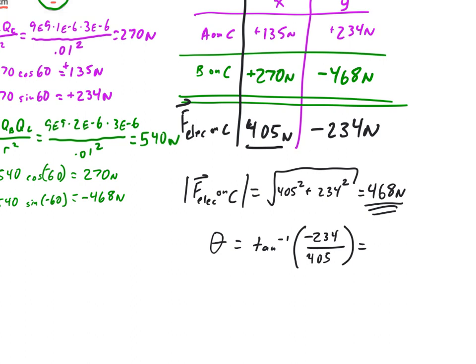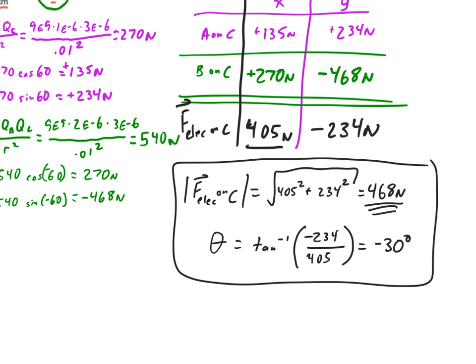Inverse tangent of negative 234 divided by 405 gives me negative 30 degrees. And that fits with what we're seeing up there, where it's basically in that direction. About 30 degrees sounds right. I'll draw the 30 degrees there. And the magnitude is 468 newtons.